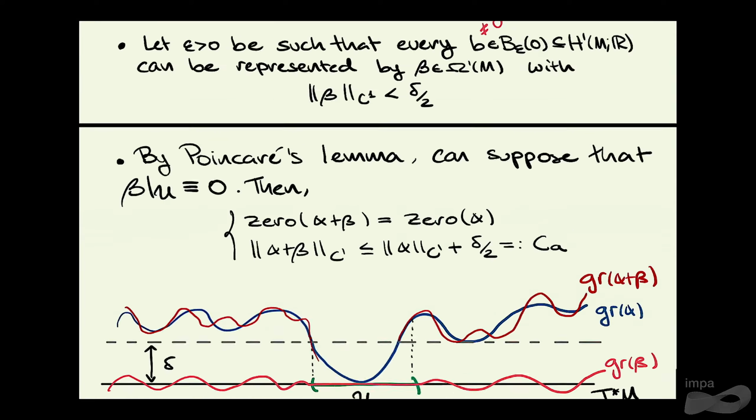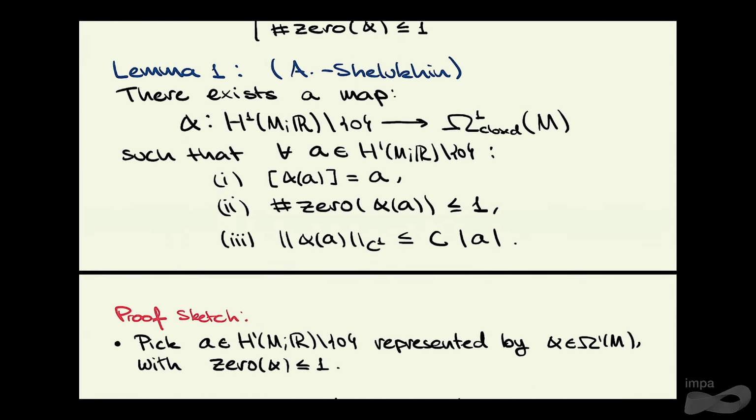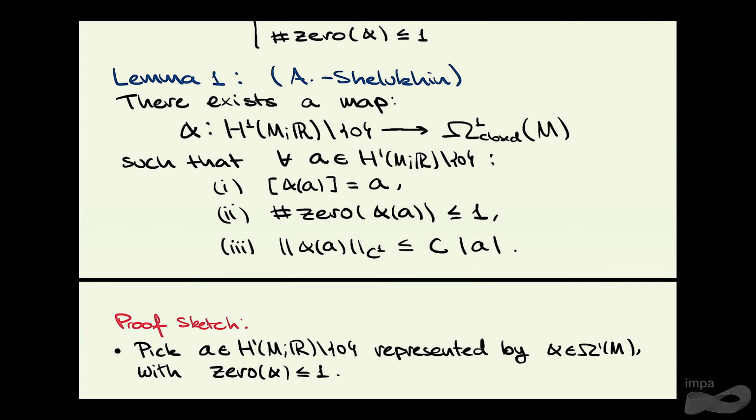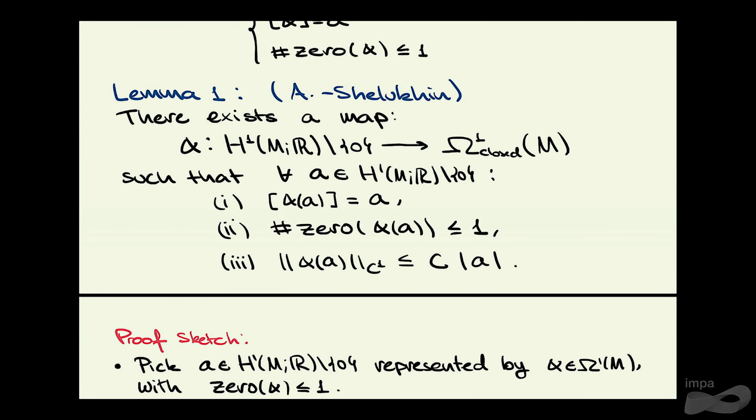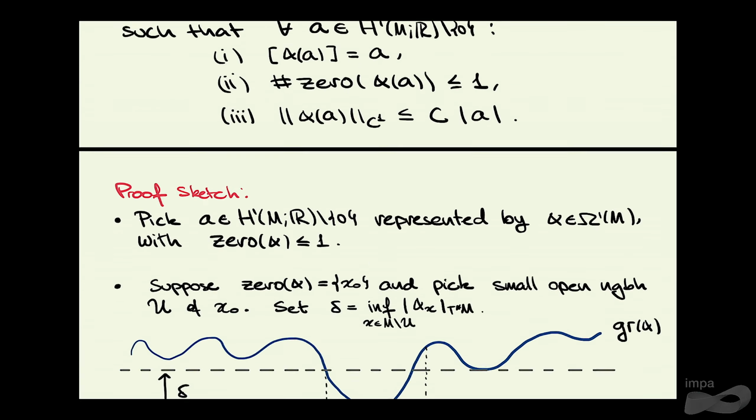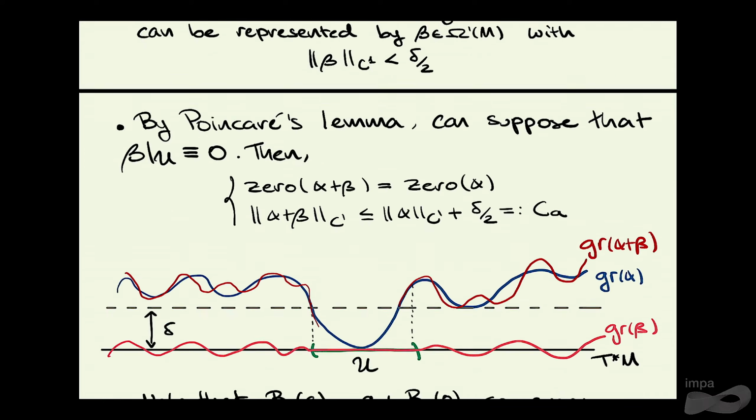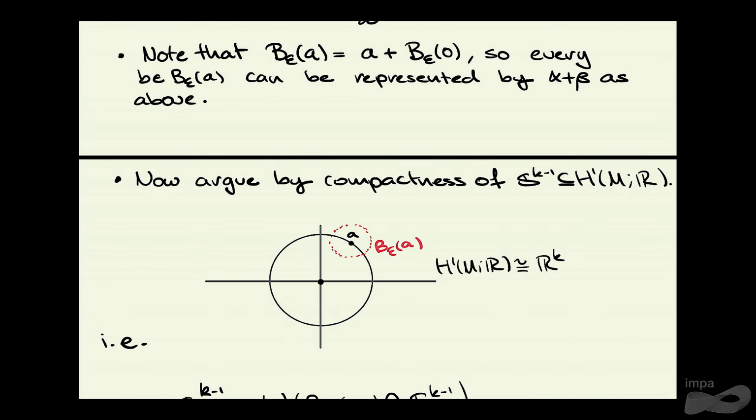But let me just recall what we showed, because if you got lost in the proof, I'm sorry for that. We showed that we have a map from non-trivial classes in H upper 1 to closed one forms that takes a class to a representative, such that the representative has at most one zero, and its C1 norm is controlled by the norm of A in a uniform way, A being the class. Okay. So now, this is just a theorem about closed one forms.